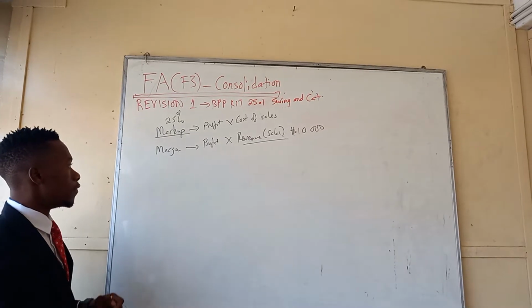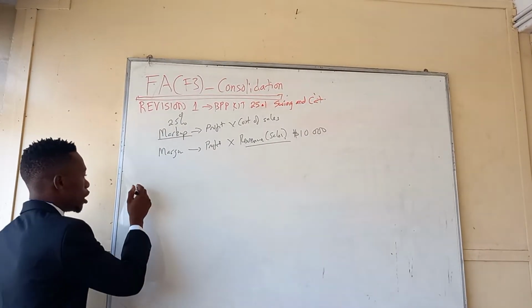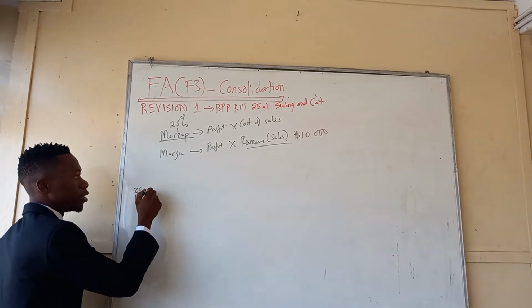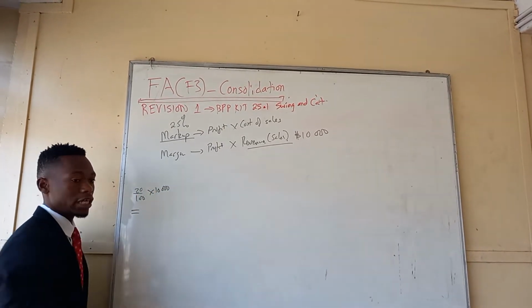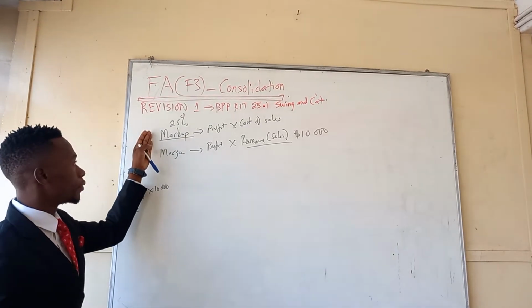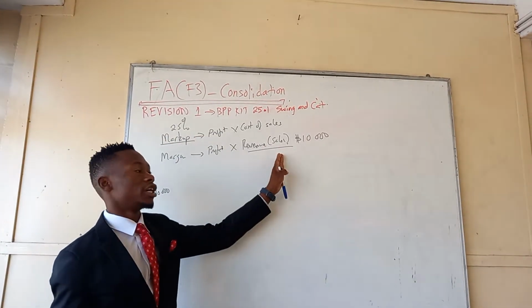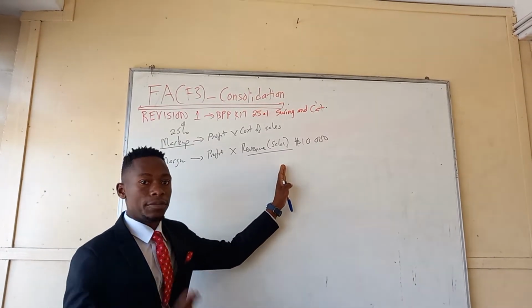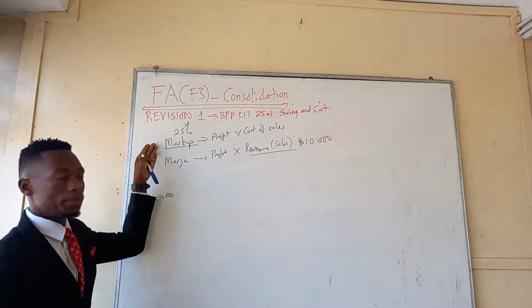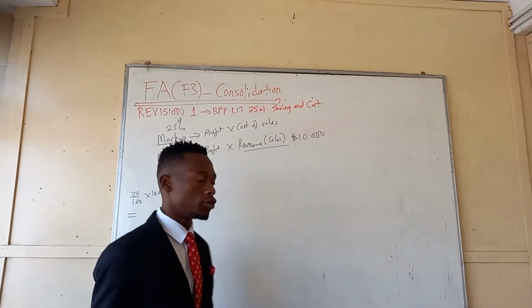So, for example, if my margin is 20%, I'll just say 20 over 100 multiplied by the sales, then I'll get my profit. But if you are given the markup, you cannot use markup to get the profit when you are given the sales. So that means you have to convert this markup to margin. So how do you convert the markup to margin?